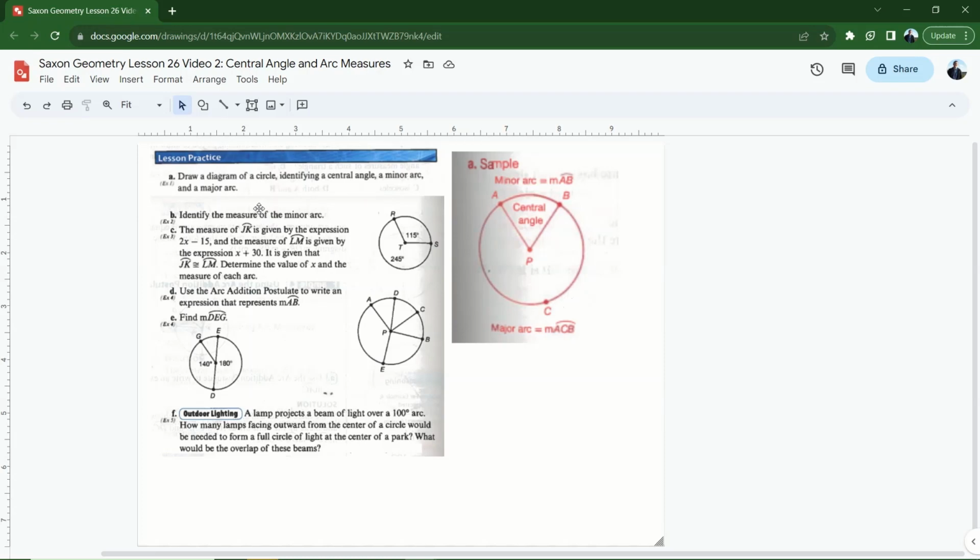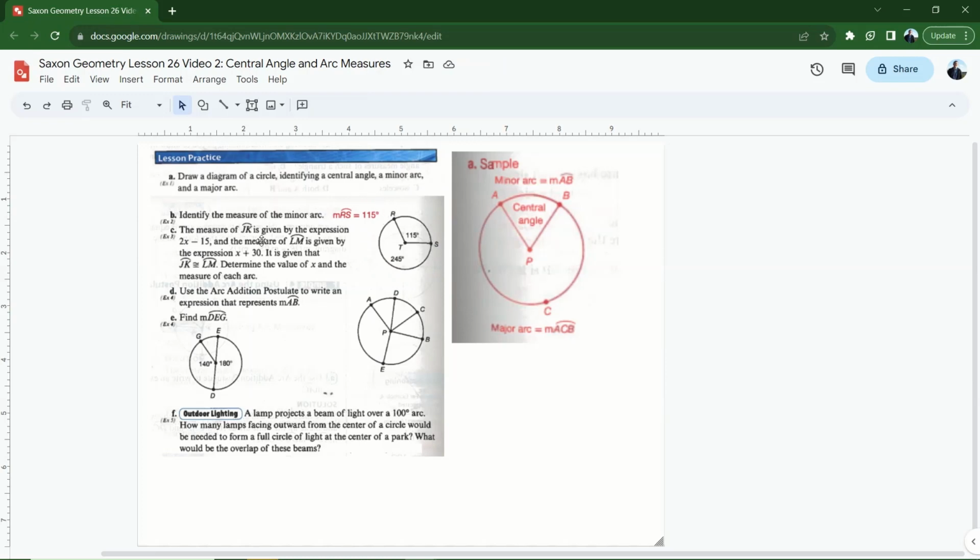Okay, let's take a look at letter B. Identify the measure of the minor arc in this drawing here. Notice that my minor arc is arc RS. We're just doing the minor arc. The minor arc's measure is the same as its central angle. So the central angle here is 115 degrees. That is going to be the measure of my minor arc. I don't have to do anything fancy to get this one. I just have to select this one.